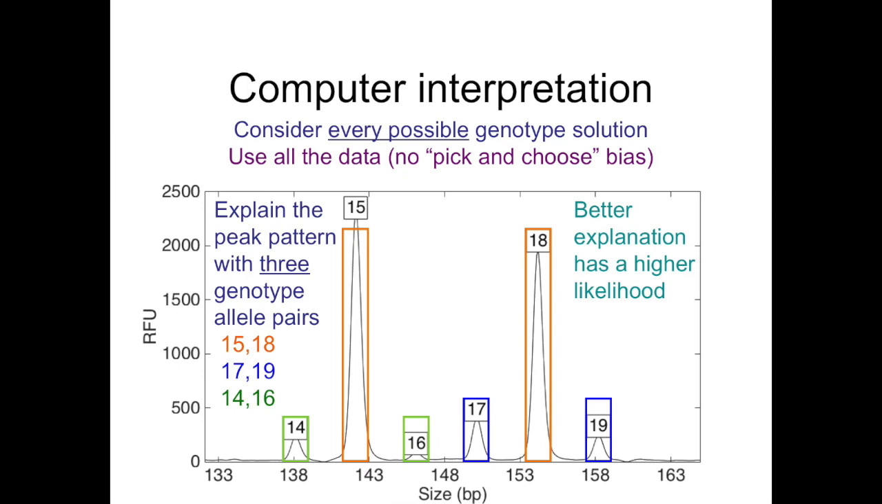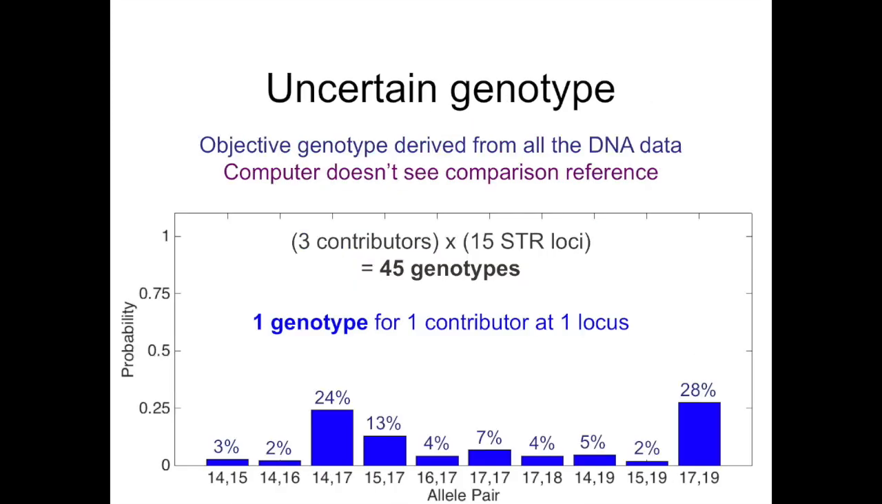They propose many possible explanations. Some proposals better explain the data, and some are worse. Ultimately, this consideration of many alternatives produces a probability distribution for an uncertain genotype. The genotype variable is uncertain because there are many possibilities, not just one. These genotypes are objectively generated, derived by examining all the data. The computer doesn't see the comparison reference during its examination of the data.